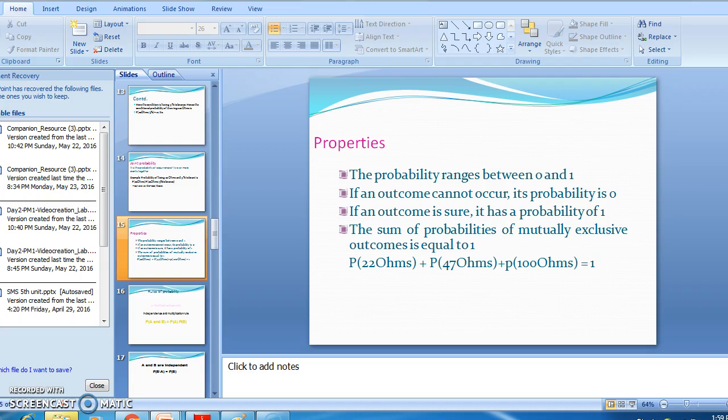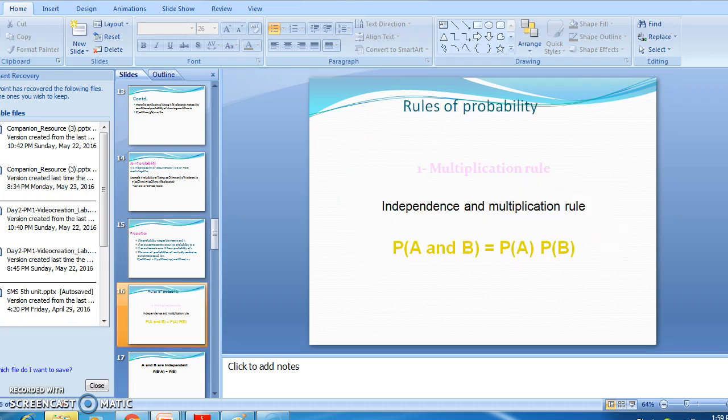As an example here, drawing of 22 ohms, drawing of 47 ohms, and drawing of 100 ohms. These three events are mutually exclusive events. We can write the probability of 22 ohms plus the probability of 47 ohms plus the probability of 100 ohms is equal to 1.